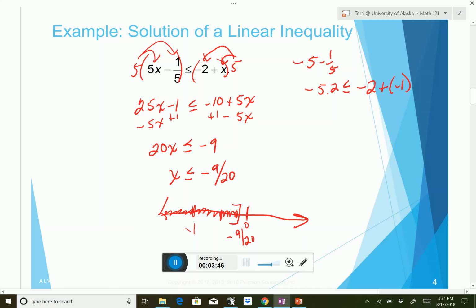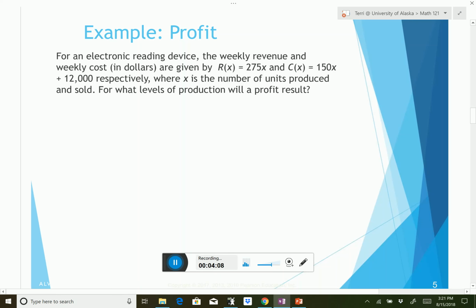Okay. Example for profit. We talk a lot about this stuff. For an electronic reading device, okay, it's a Kindle, the weekly revenue and weekly cost in dollars are given by revenue is 275x and the cost is 150x plus 12,000 respectively. X is the number of units produced and sold. For what levels of production will a profit result?